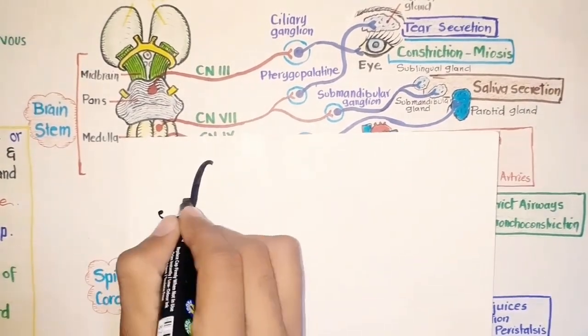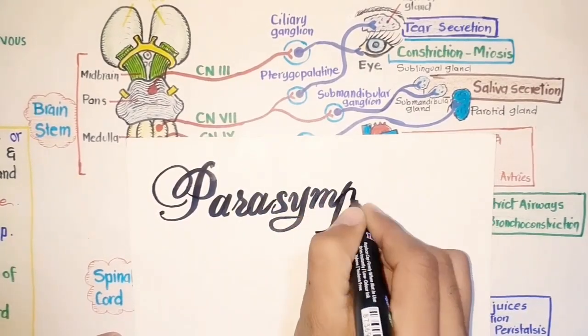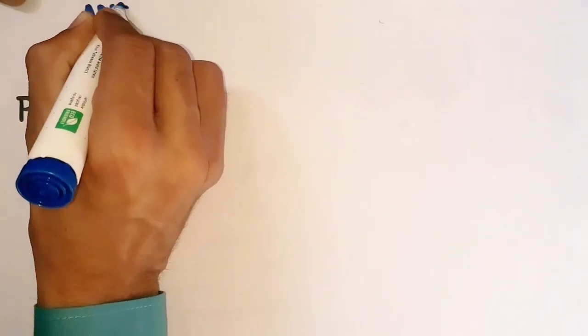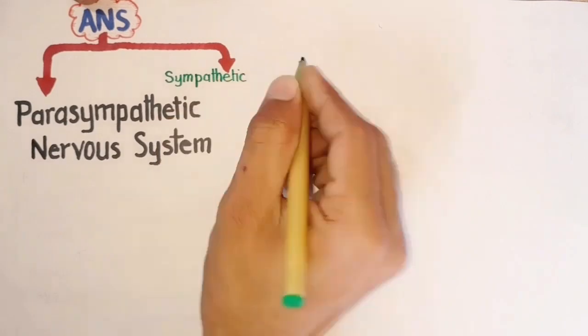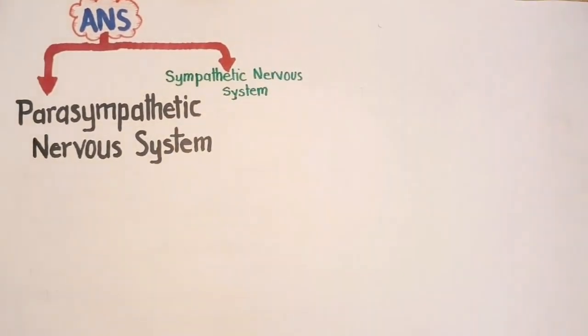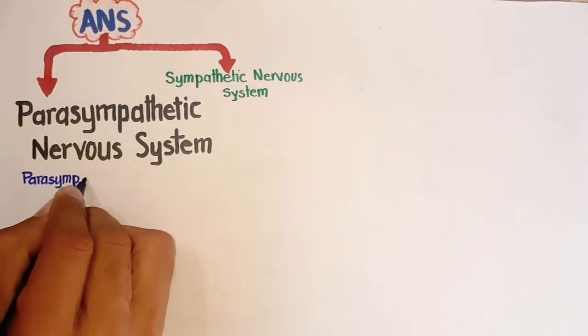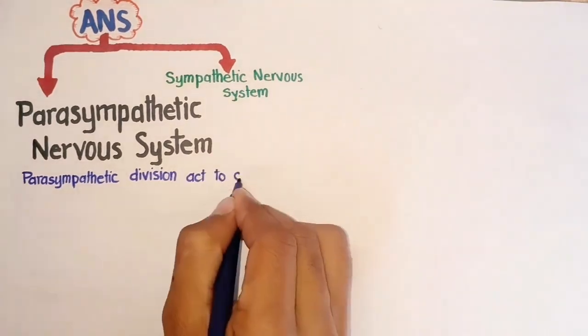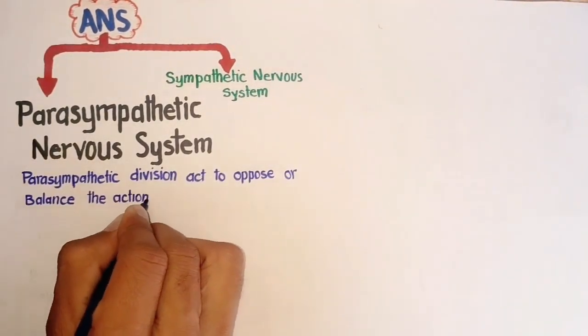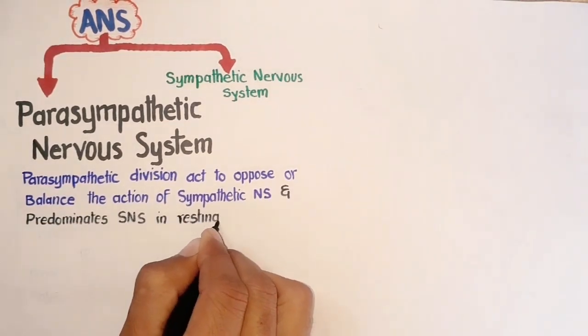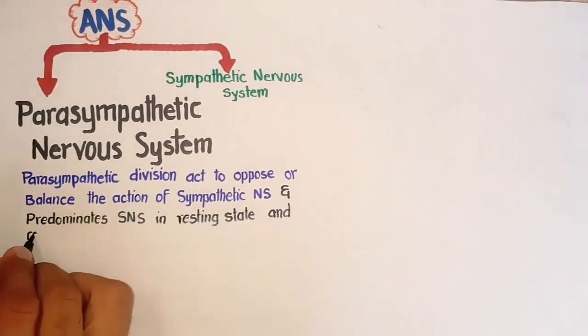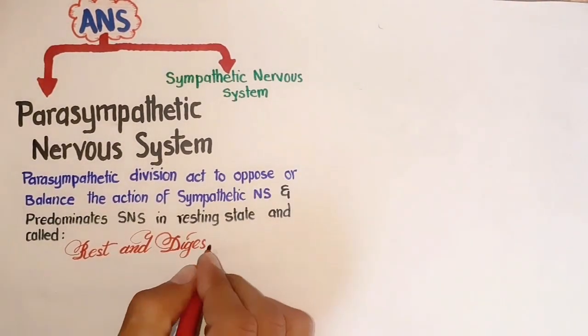In this video, we will discuss the parasympathetic nervous system. Well, the parasympathetic nervous system is one of the two divisions of the autonomic nervous system, the other being the sympathetic nervous system. Generally, the parasympathetic division acts to oppose or balance the actions of the sympathetic division and generally predominates over the sympathetic nervous system in resting state. And that's why it is also called the rest and digest response.